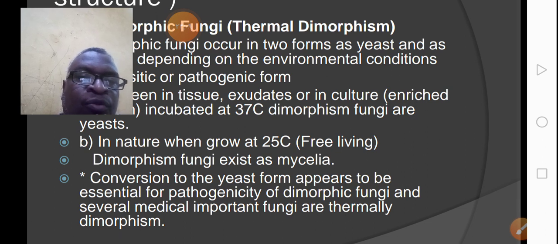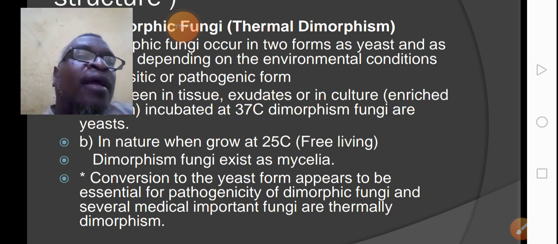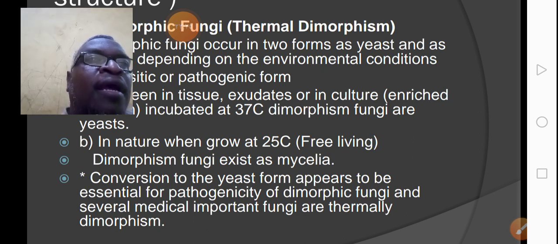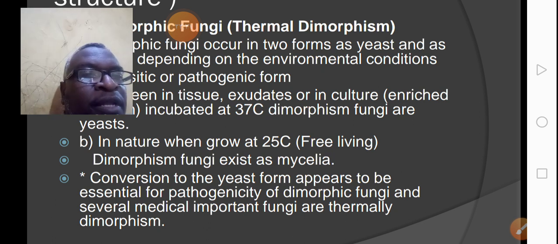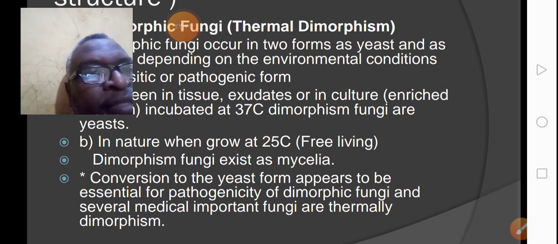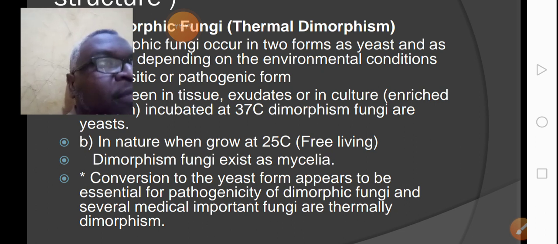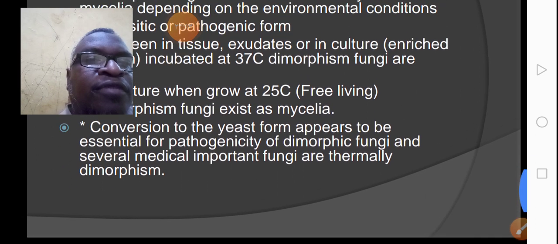Conversion to the yeast form appears to be essential for pathogenicity of dimorphic fungi, and several medically important fungi are thermally dimorphic. These are very dangerous fungal microbes that lead to many complications and even death, like Histoplasma, Paracoccidioides, Blastomyces, and Coccidioides. These can be fatal, and we also have Sporothrix. All these fungi are dimorphic. In the tissue, we find it as a yeast. When we change the nutrition to a medium that is not suitable, rich like blood, brain, or heart, it cannot stimulate the growth similar to what we have here.